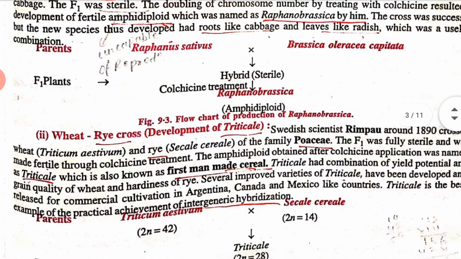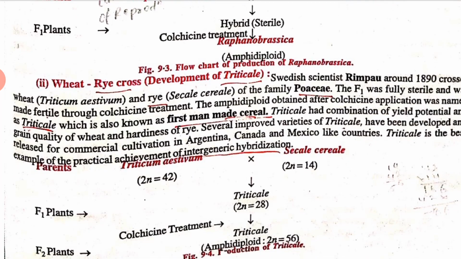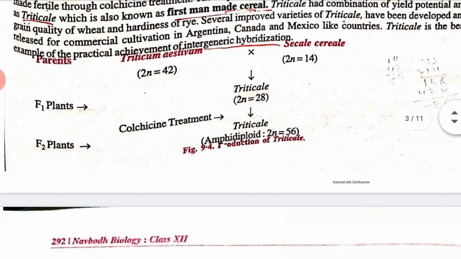Here we have another example, the wheat and rye cross. Look at this example. This is Triticum aestivum, and this is Secale cereale. In this example again we have a cross between two genera of the same family. So again we will get a result, and that also will not be the same.